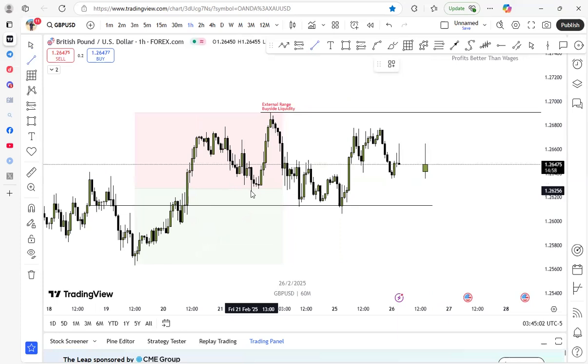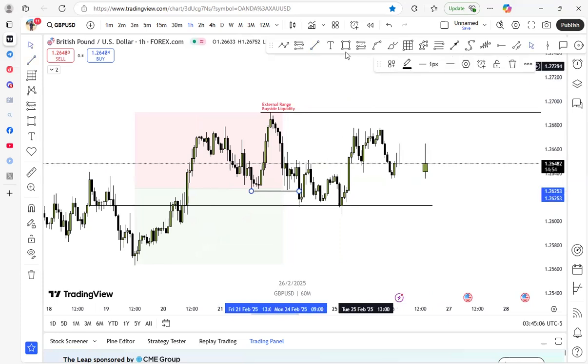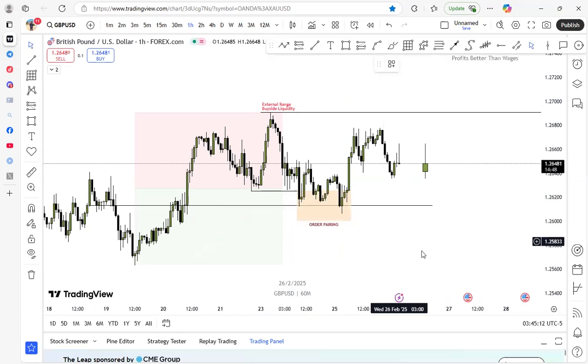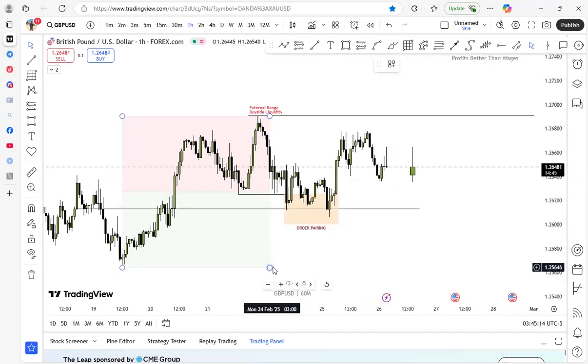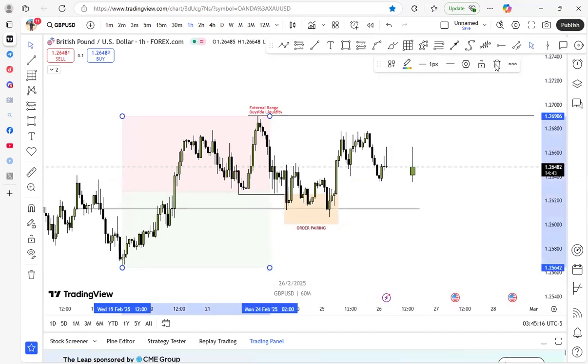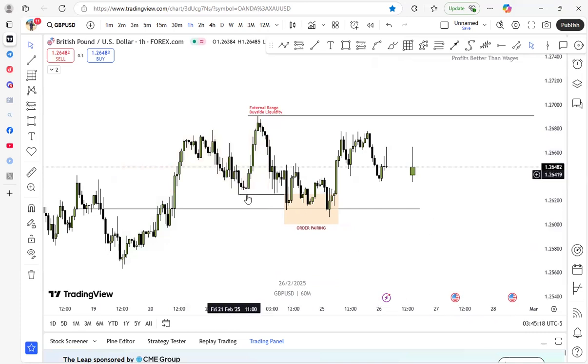And after having this thing here as our daily dealing range, price had orders paired below this low here. So this is where orders were paired. Now that we don't need this, I'm going to delete. We had order pairing below this low here.